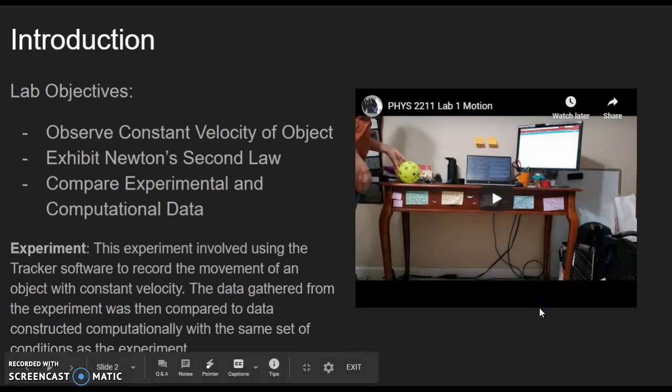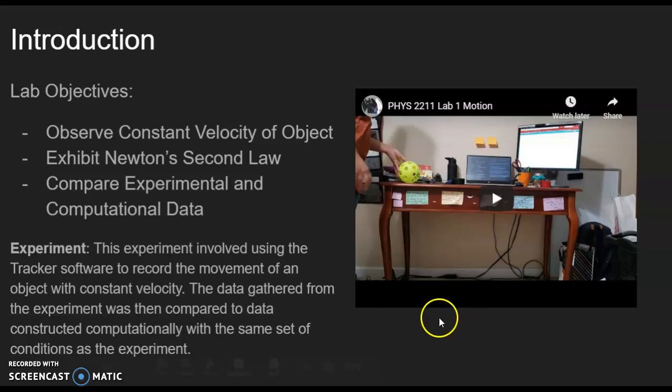So in this lab, we are trying to track the constant acceleration of an object using different software and household items. We use the software Tracker to gather exact measurements so that we can determine if an object is moving at constant velocity or not. This lab is mainly used to exhibit Newton's second law, which states that force equals mass times acceleration, which we measure when the velocity of an object is constant.